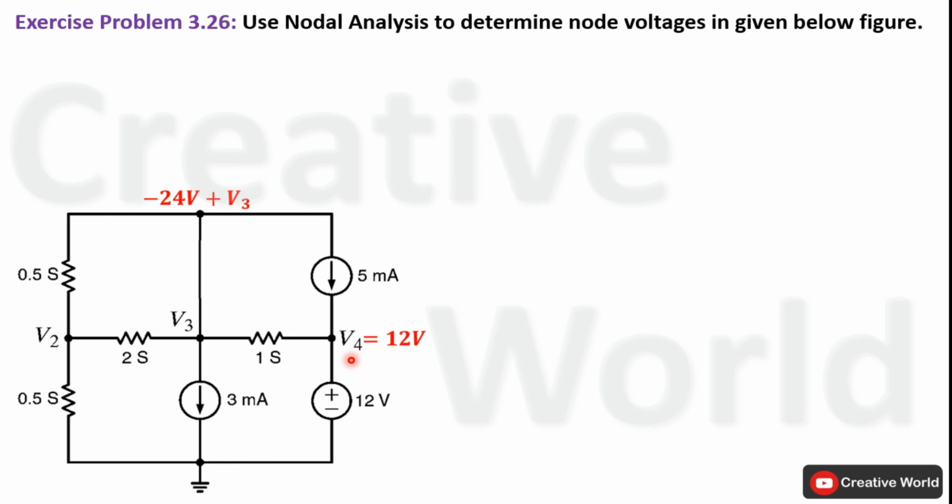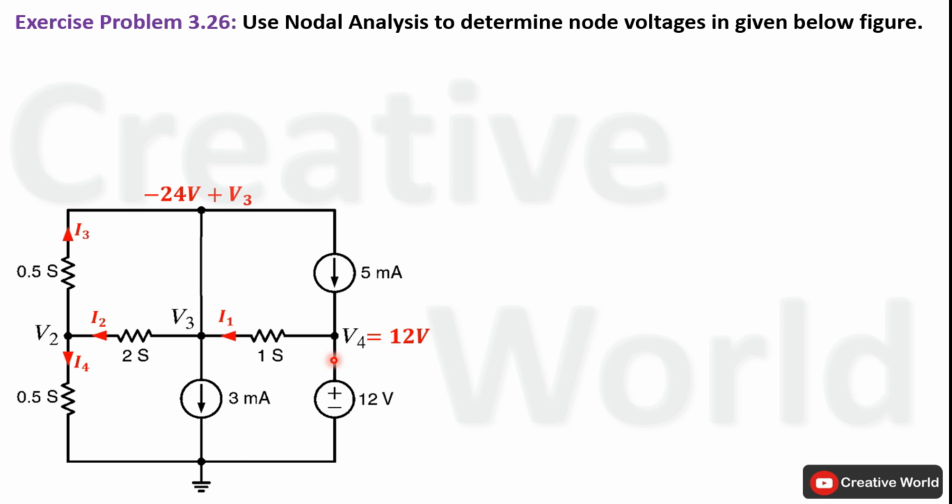Now we have to assume all unknown branch currents along with their directions in the network. The voltage for this particular node is known, so there is no need to apply Kirchhoff's current law on this node. Only two nodes are remaining: one is this supernode and the other one is this node 2. So we will apply Kirchhoff's current law on these two nodes one by one to find their voltage equations. We will start from here.